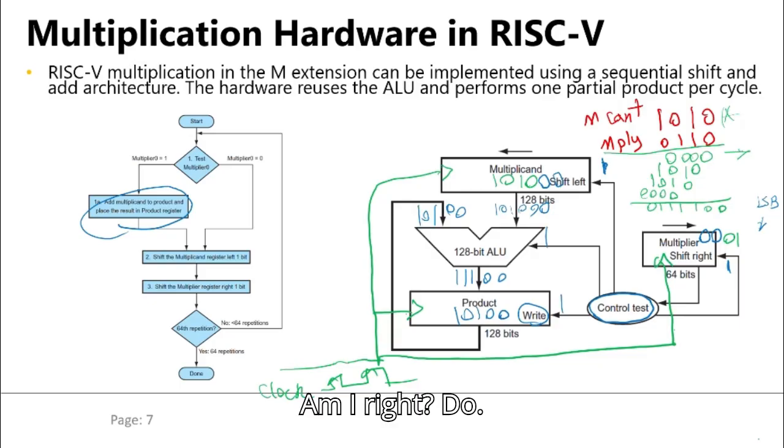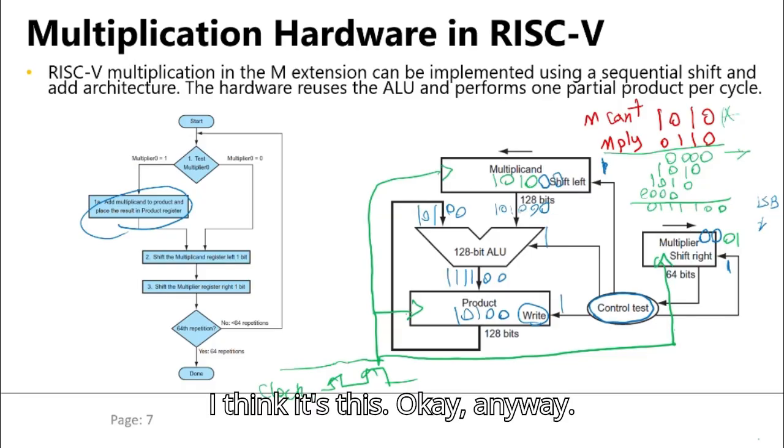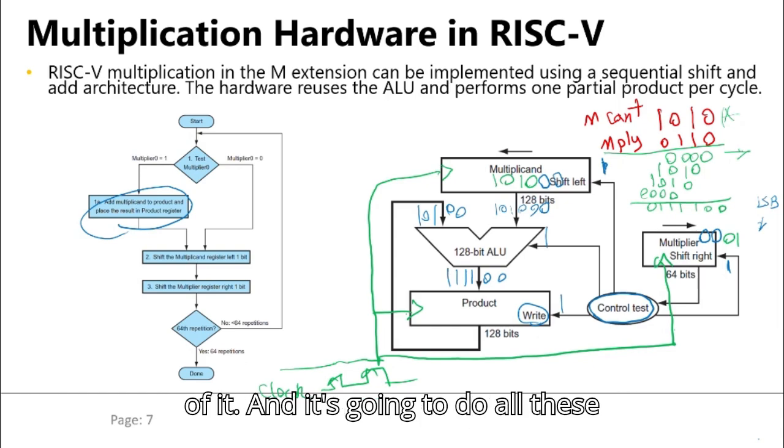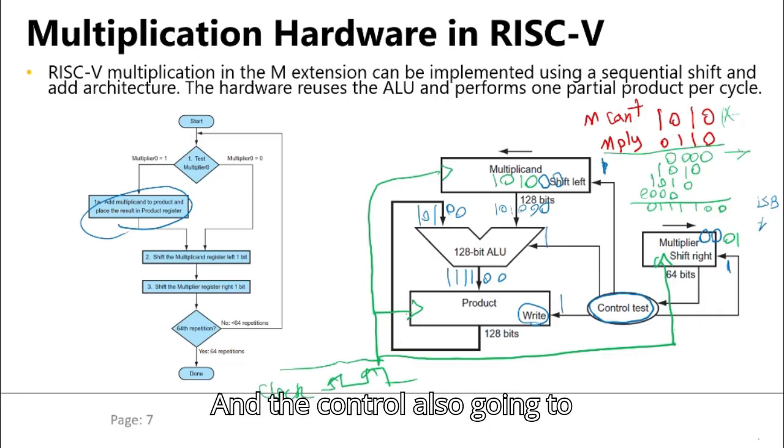Am I right? I think it's this. Okay, anyway, keep going. I'm not going to go through all of it. It's going to do all these things and make the results. And the control is also going to count the numbers. It also has a counter. It can count the number.